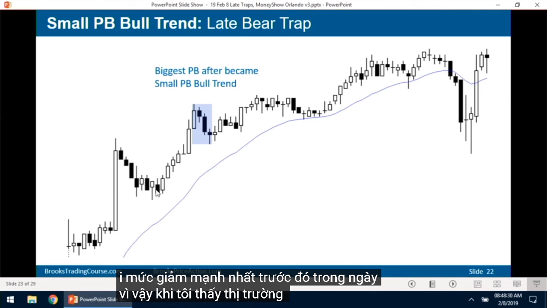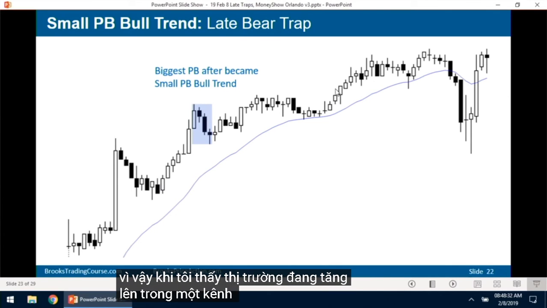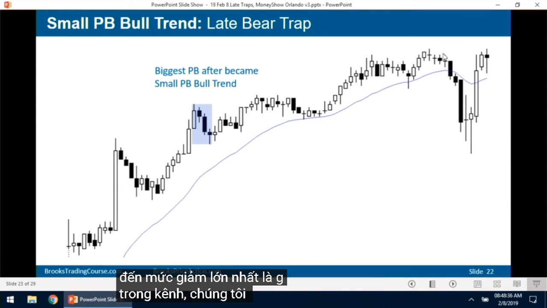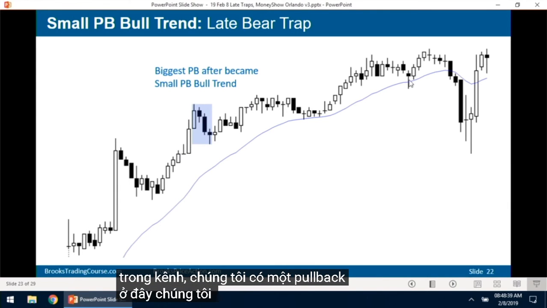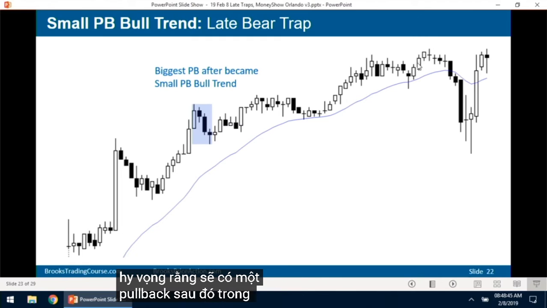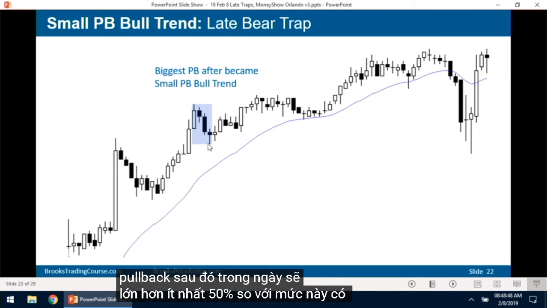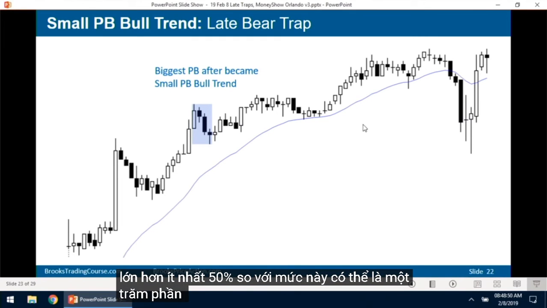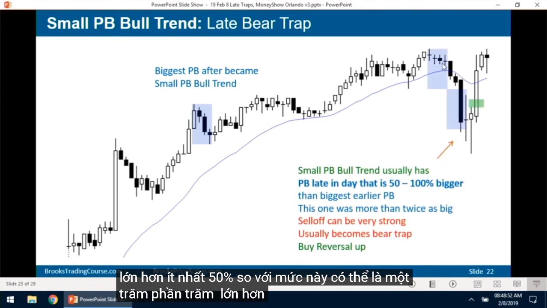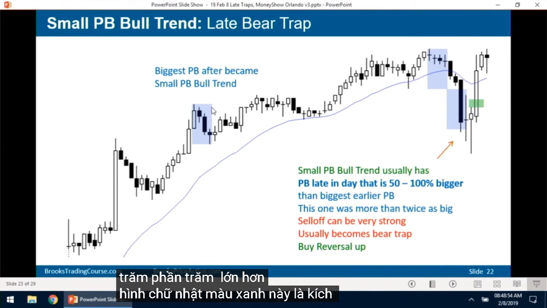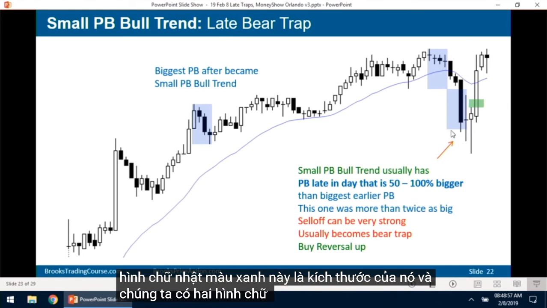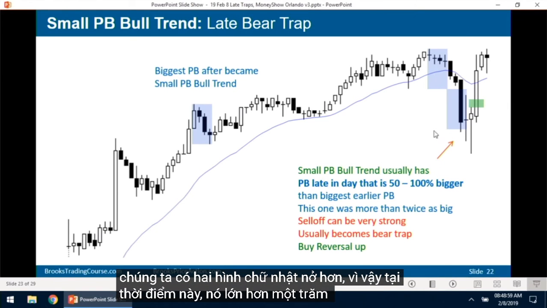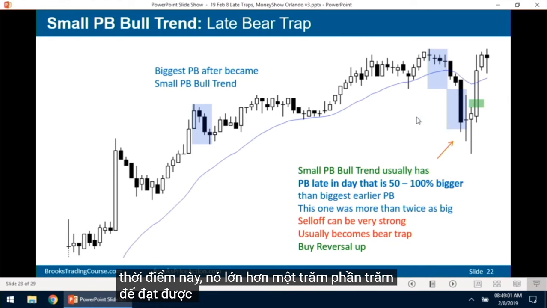So when I see the market channeling up in a tight channel, I'm always paying attention to what the biggest pullback was in the channel. We have a pullback here, we have a pullback here. This is still the biggest pullback. And I'm expecting that there's going to be a pullback later in the day that will be at least 50% bigger than this, maybe 100% bigger than this. This blue rectangle is the size of this, and we have 2 blue rectangles, so at this point it's 100% bigger than that. So goal accomplished.